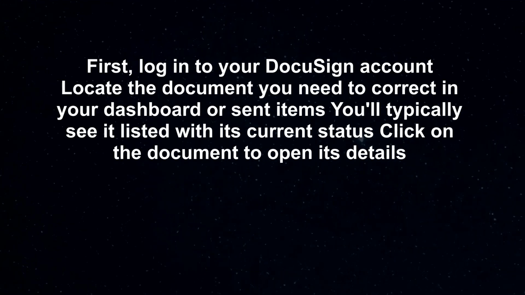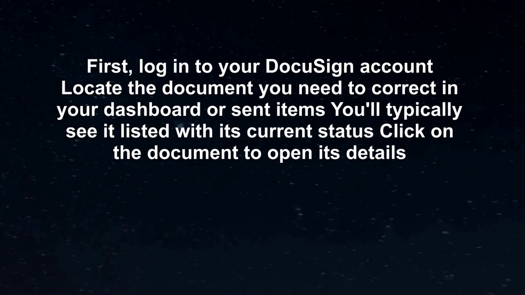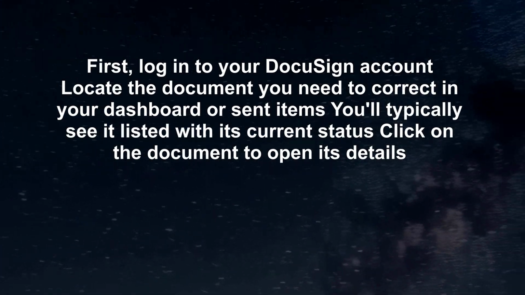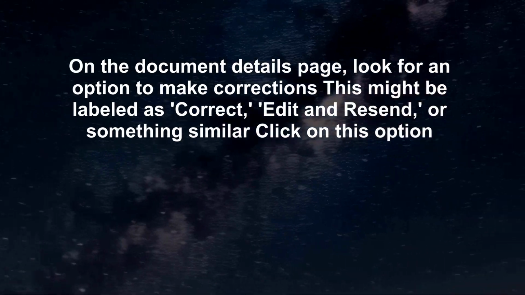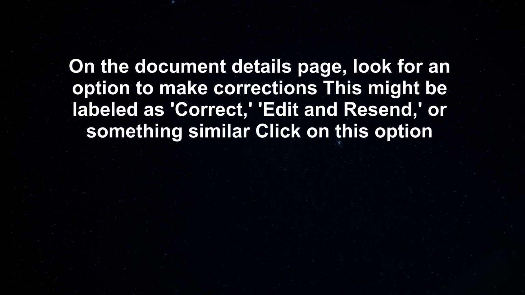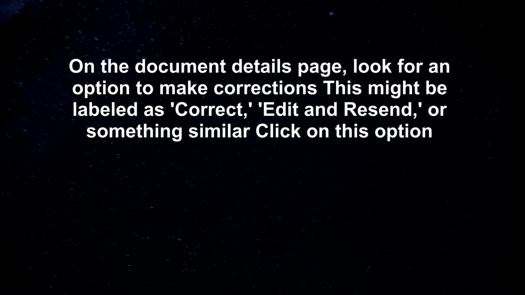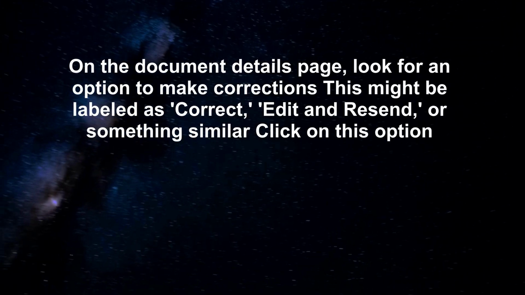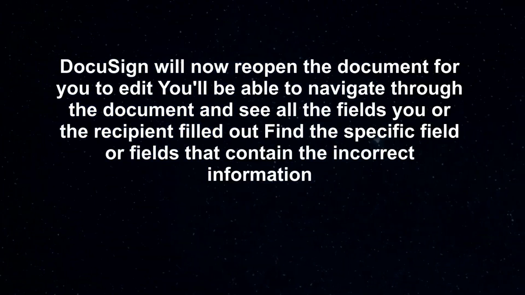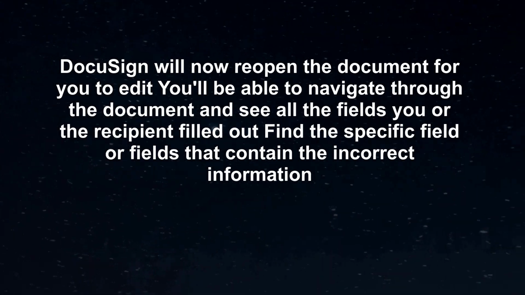You'll typically see it listed with its current status. Click on the document to open its details. On the document details page, look for an option to make corrections. This might be labeled as correct, edit and resend, or something similar. Click on this option. DocuSign will now reopen the document for you to edit.